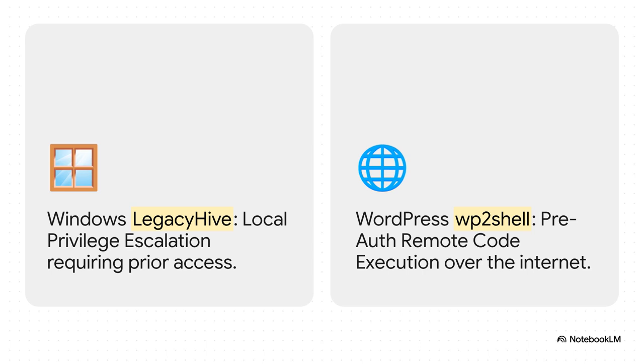But, and this is a really big but, it's a local privilege escalation. The attacker already needs to have access to the machine. On the other hand, we have WordPress wp2shell. This one is a pre-authenticated remote code execution. That means attackers need absolutely 0 prior access. No login, no special configurations required to exploit it over the internet. That remote, unauthenticated nature, yeah, that makes wp2shell a literal drop everything and fix it emergency.